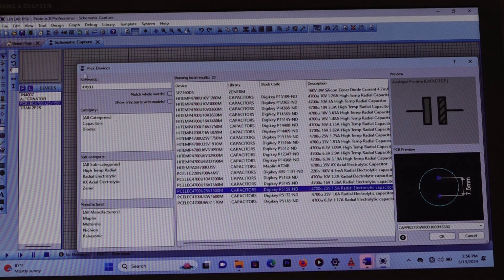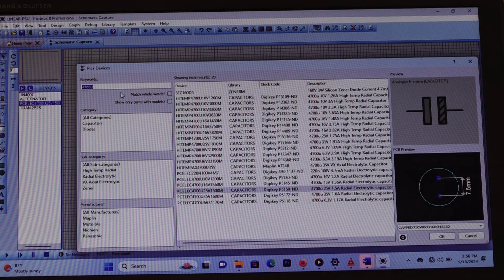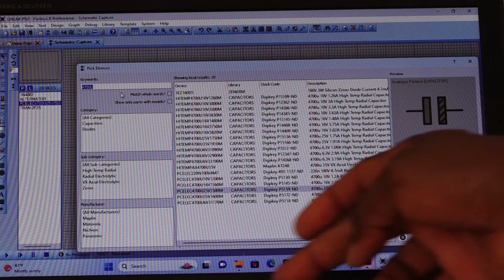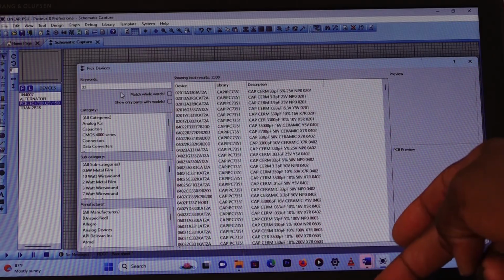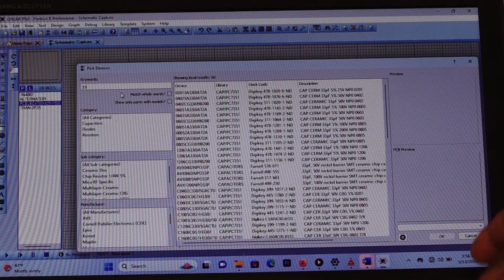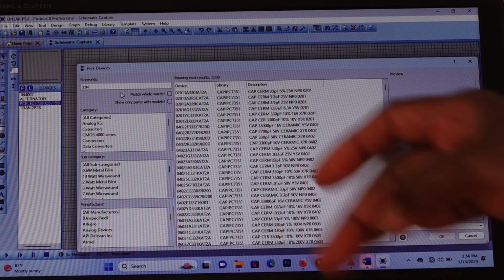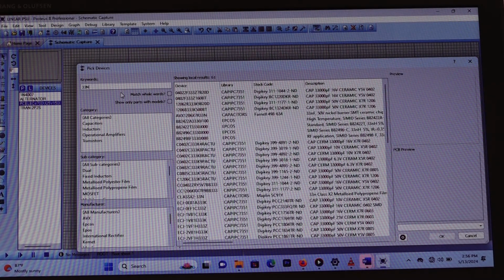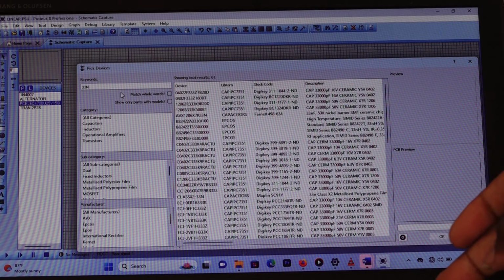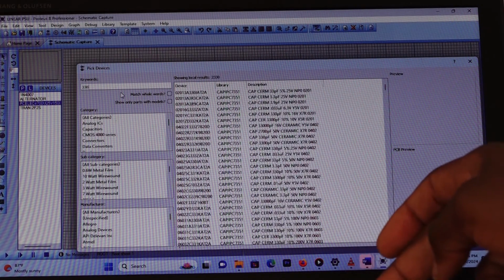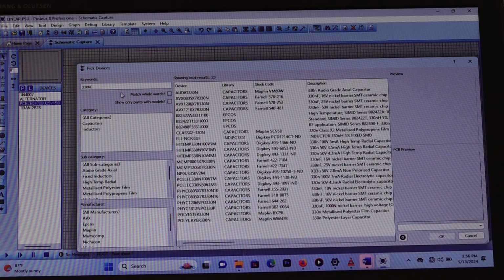Then next, we need a non-polarized capacitor, which is 0.33 microfarad. So for that case, we just write 33 picofarad or nanofarad. Why nanofarad? Because 0.33 microfarad is equal to what? I think we have to write 3,300 nanofarad.